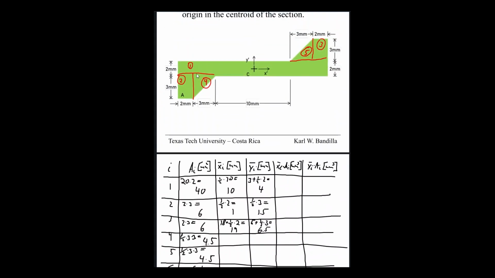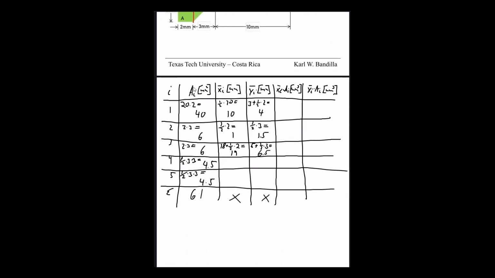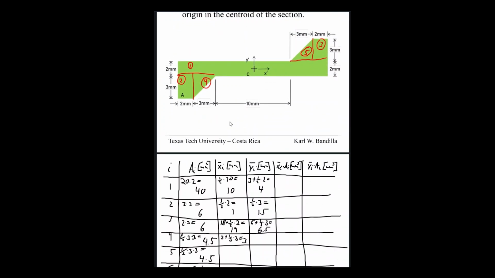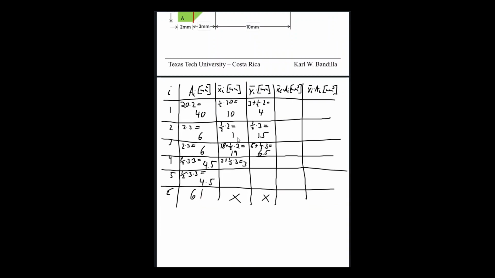All right, number 4 is my triangle. So I have 2 plus 1/3 of 3 in the x direction. 2 plus 1/3 times 3 would be overall 3. And in the y direction, I just do 2/3 of 3, going from the bottom up. 2/3 times 3 is equal to 2.